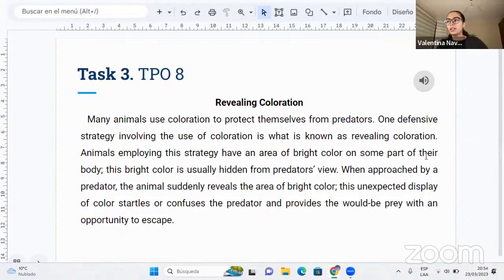It's a defensive strategy that animals use to protect themselves from predators. Great. Yeah, that's a great definition. So it's a defensive strategy that animals use to protect themselves from predators. Nice.